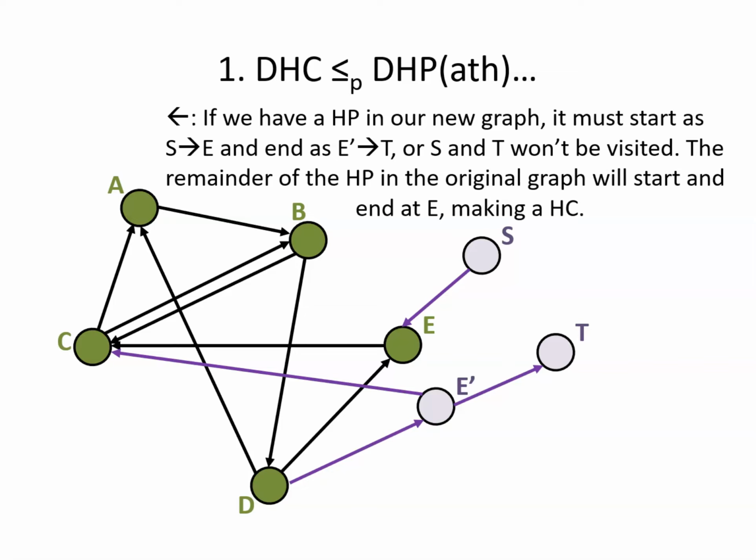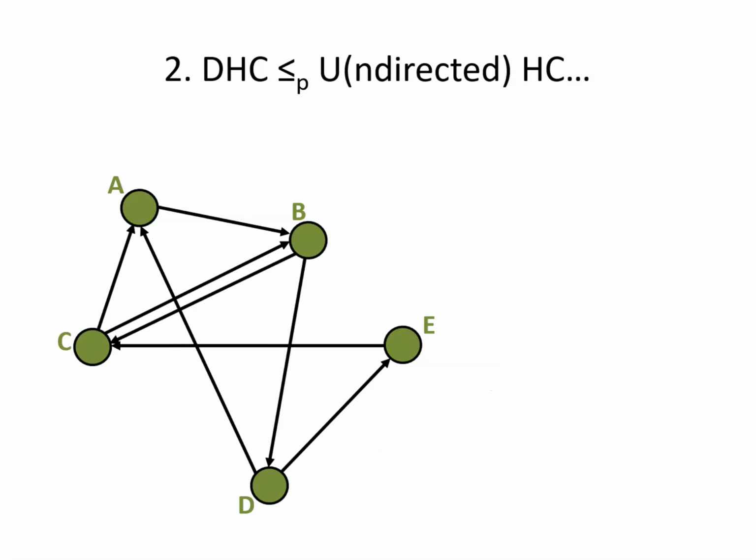There's one reduction down. Let's do another one. What about going from directed Hamiltonian cycle to undirected Hamiltonian cycle? Here's our process. We're going to take the vertices from our original graph, and we're going to replace each of those vertices with a tiny gadget. It'll look similar to something you might have seen in some problems before.